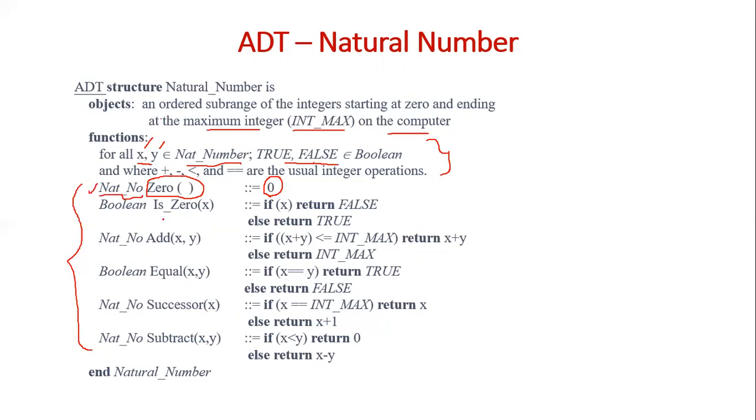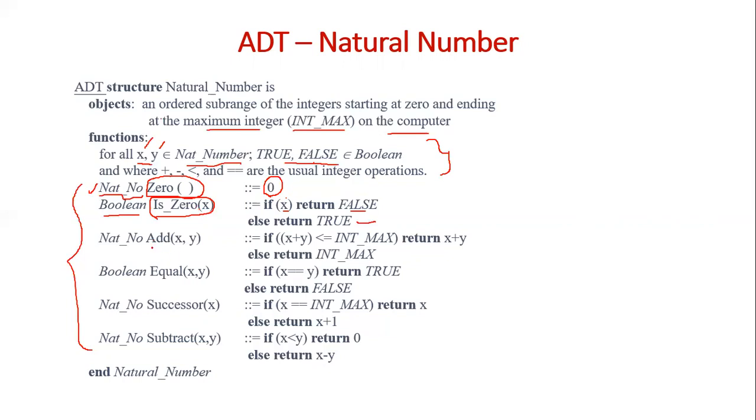There is another function, is_zero of x. This returns a Boolean value. This function will check whether x is 0 or not. If x is not 0, then it will return false. If you say just if x, it means that x is a positive number. So if x is true, then it will return false because it is not 0. Else it will return true because it is 0. So it is used to check whether x is 0 or not.